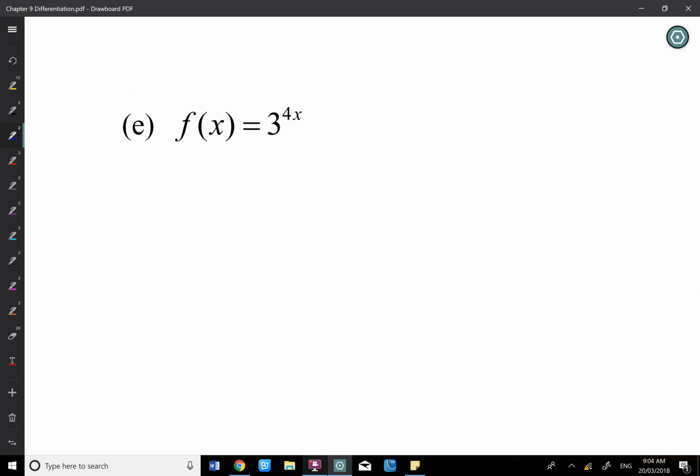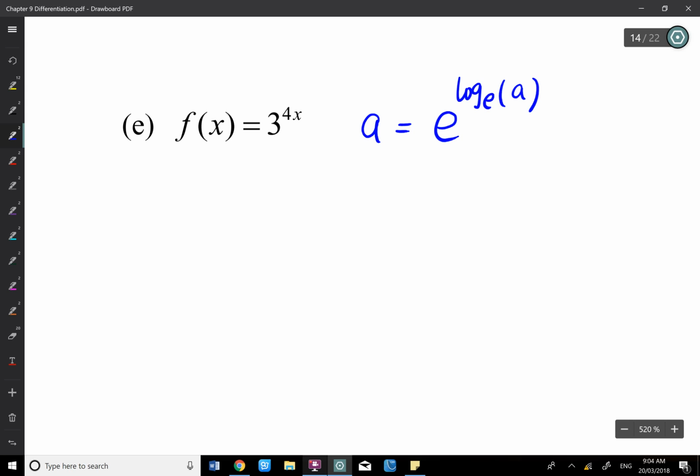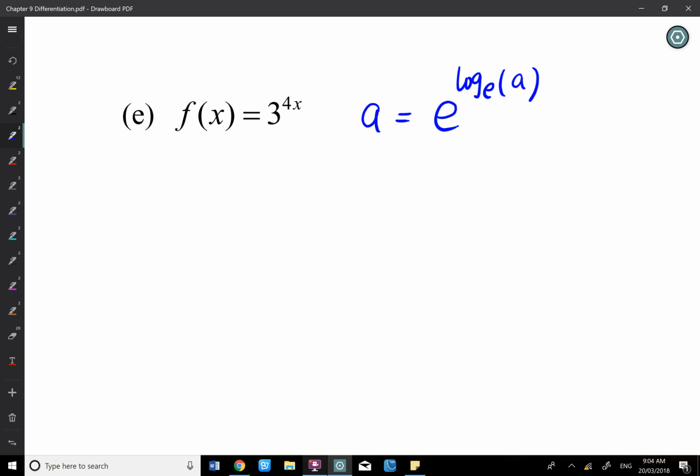So how can I change this to base e? Well, first of all, it needs to remain the same equation. Can't change, like 4 can't become e directly. So how can we make it in the form of base e? Give you a hint. Something we learned in year 11. a equals e to the power of log_e a, if you still remember that. You need to use this to make 3 become base e.